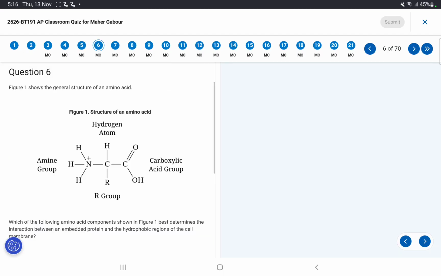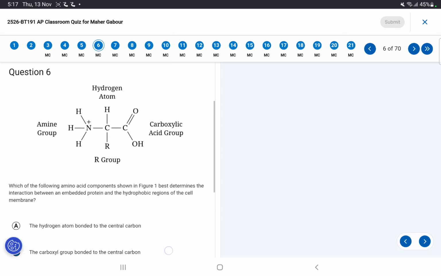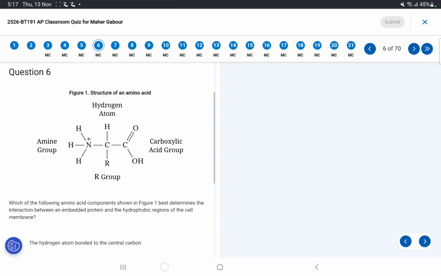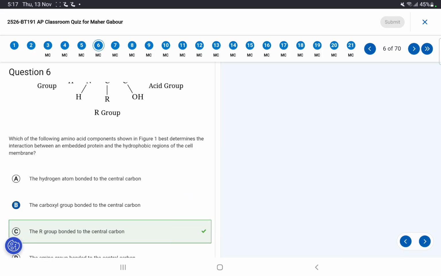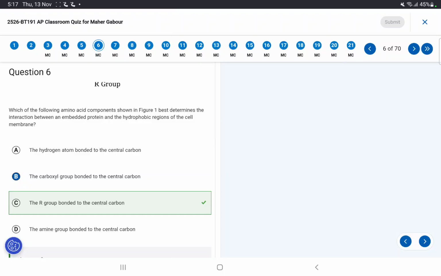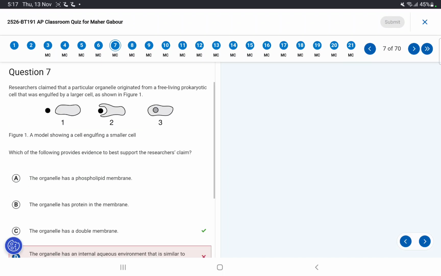Question 6. Which of the following amino acid components shown in figure 1 best determines the interaction between an embedded protein and the hydrophobic regions of the cell membrane? The thing that makes the amino acids hydrophobic or hydrophilic is the R group. So the thing that's involved with the hydrophobic embedding of the protein is the actual R group, the R group bonded to the central atom. The R group, the variable group.